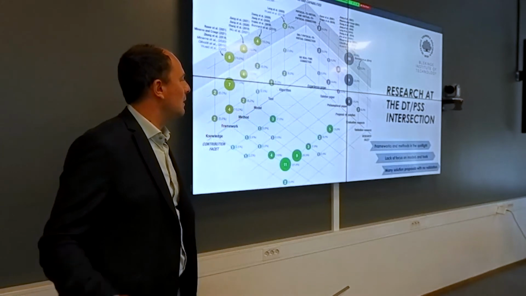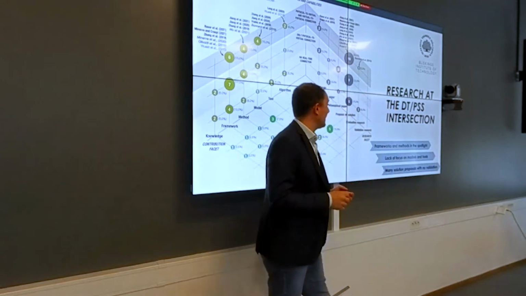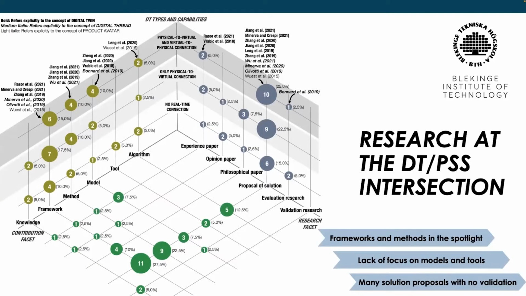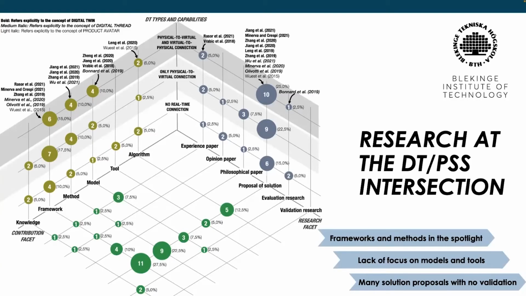And what is going on among the few people that are working with digital twins and PSS? It's a lot about frameworks and methods. There's very little about models and tools, which is what we are most interested in. So basically nobody is proposing tools, models, or algorithms related to how to create these connections. And something that is really unscientific is that there are many solution proposals with no validation. Nobody is validating what is proposed. That is quite important to consider.